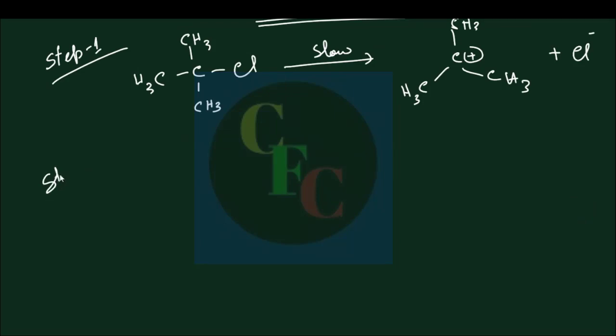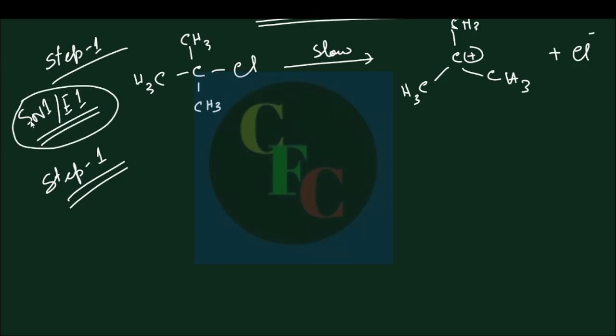Now the second step is important. The first step is the same for SN1 and E1, so we cannot discriminate between them. It is the same for both of them: generation of the carbocation. It is the second step that determines which mechanism is being followed.